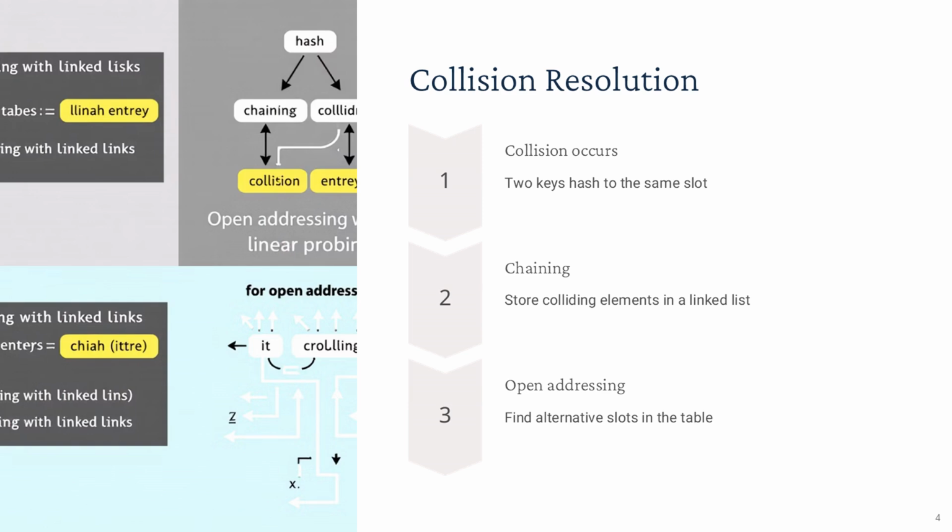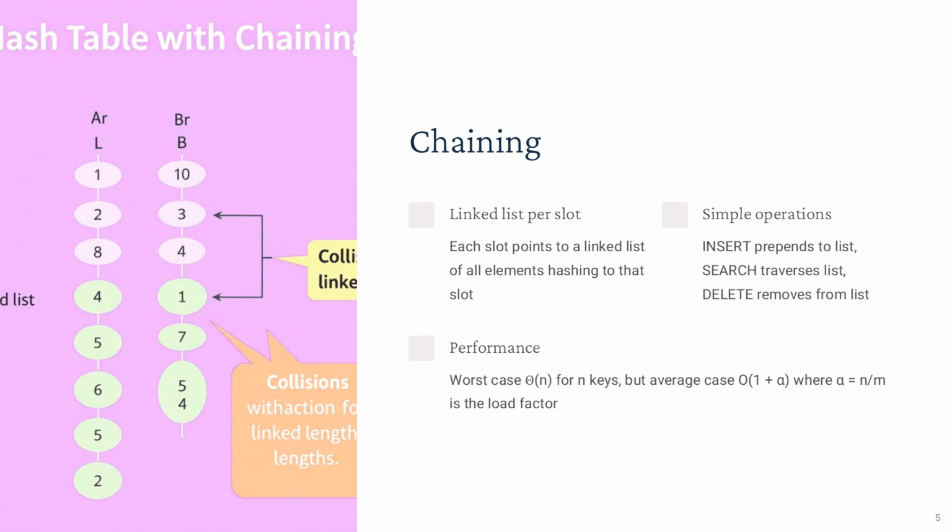Chaining resolves collisions by associating each slot with a linked list of elements hashing to that slot. This allows dynamic storage within each slot and simplifies implementation. Open addressing, on the other hand, resolves collisions by probing for an alternative slot to store the element. Both methods have their advantages, and the choice depends on the specific use case, including memory constraints and expected data distribution.